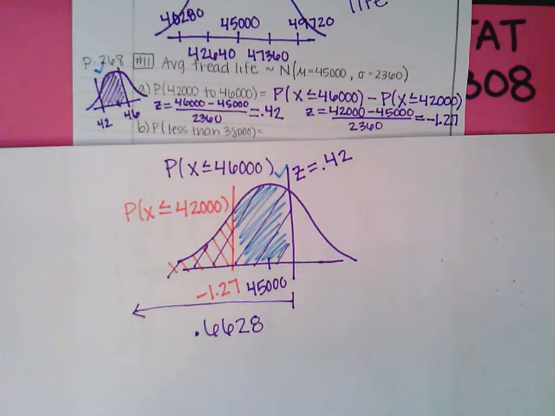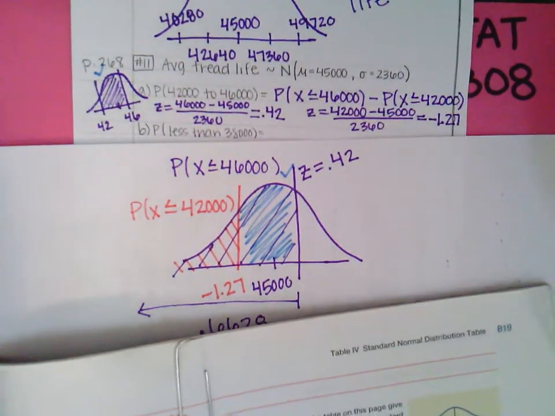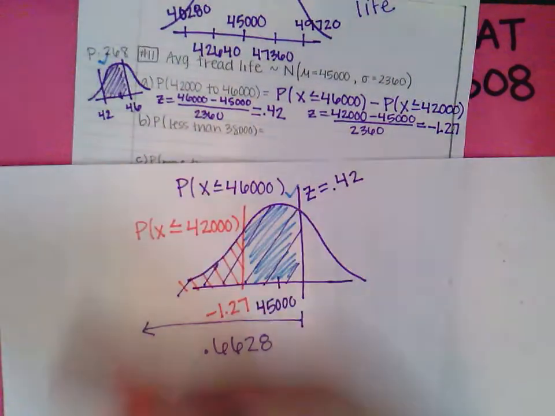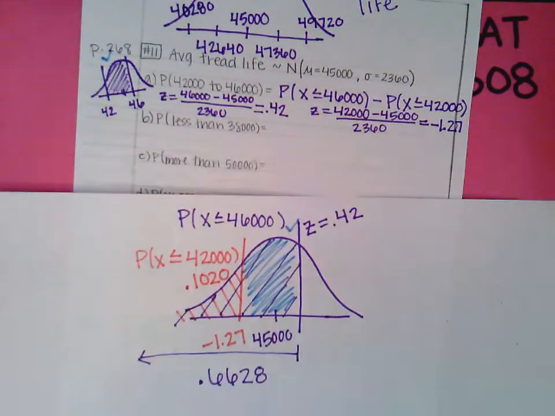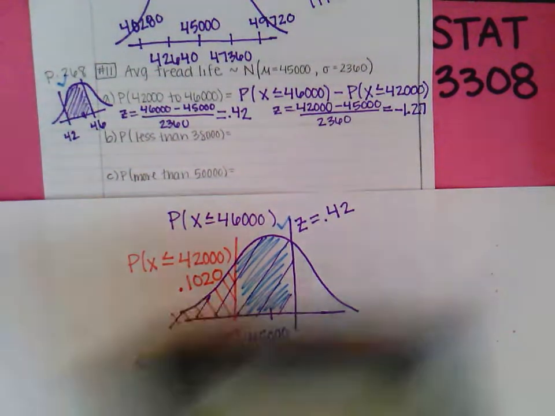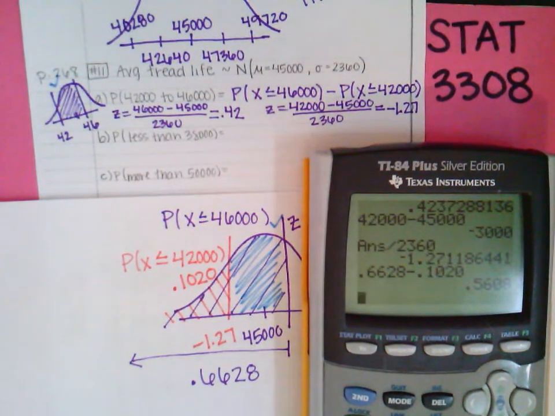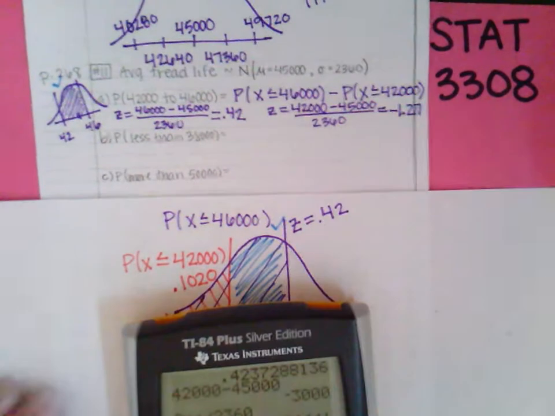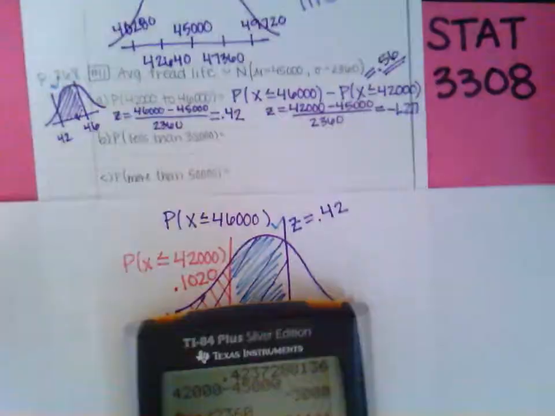Okay, the probability of less than negative 1.27 is 0.1020. So if I need to figure out what probability is left over, then I need to take 0.6628 and subtract out that 0.1020, and I get about 56% here for my answer.